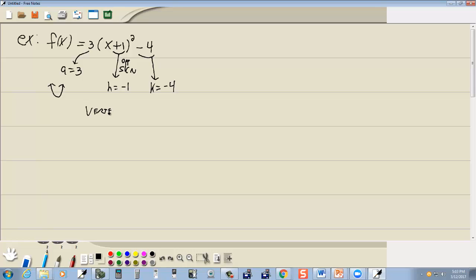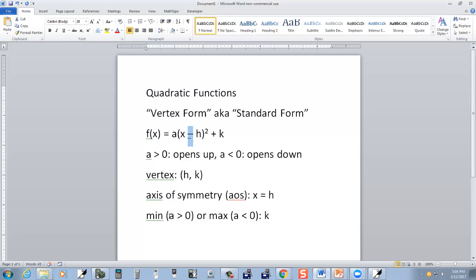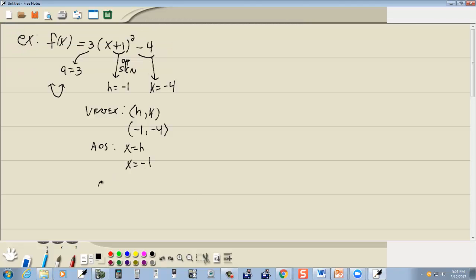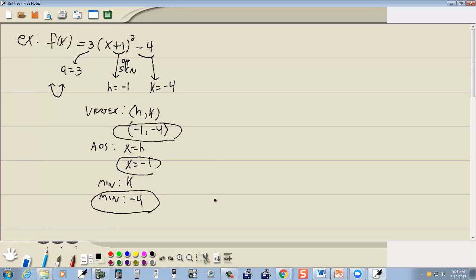So our vertex is going to be (h, k). H was -1 and k is -4. Our axis of symmetry is x equals h. Well, h is -1. So we've got x equals -1. Now our graph opens up. A is positive. So down here, since a is positive, we're going to have a min. It's going to equal k. So our min is going to equal -4. So there's our vertex, there's our axis of symmetry, and now we have our min.